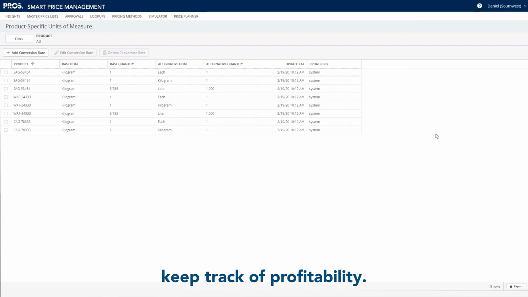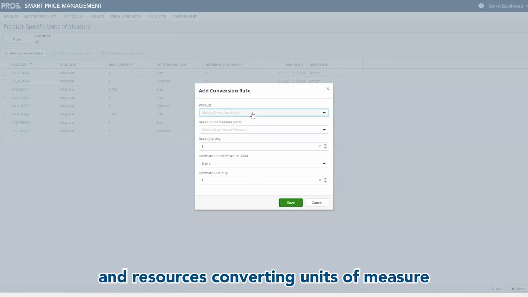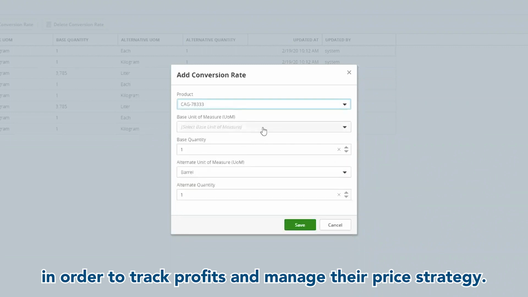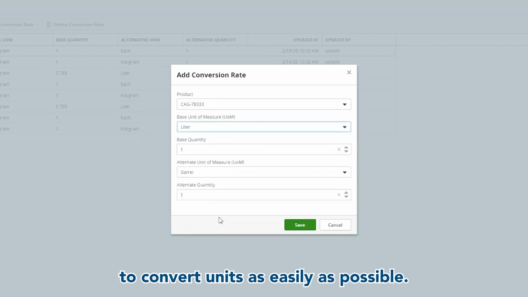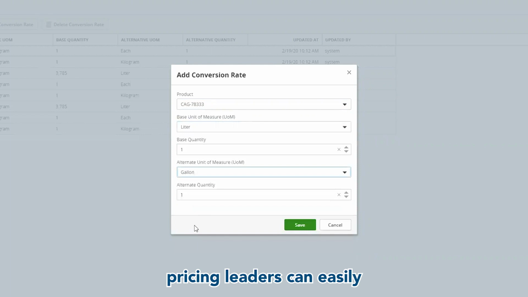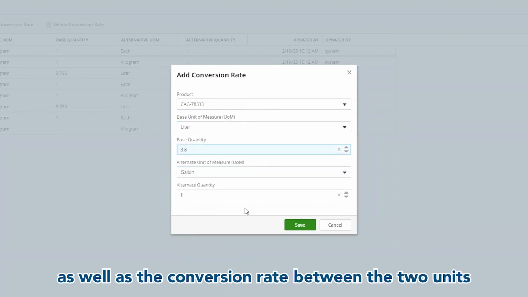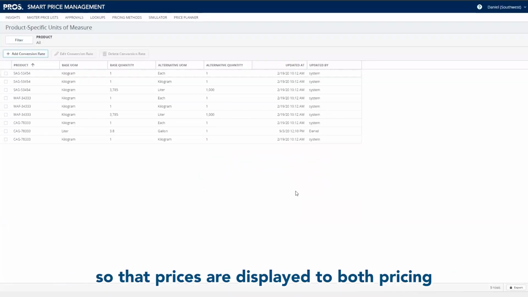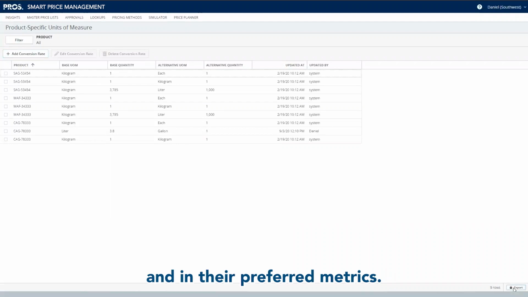of profitability. First, pricing leaders spend a lot of time and resources converting units of measure to their preferred metric in order to track profits and manage their price strategy. They need an efficient way to convert units as easily as possible. With the product-specific unit of measure feature PROS offers, pricing leaders can easily define an alternate unit of measure to the one they use, as well as the conversion rate between the two units, so that prices are displayed to both pricing experts and customers accurately and in their preferred metrics.